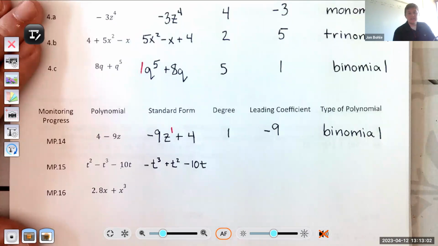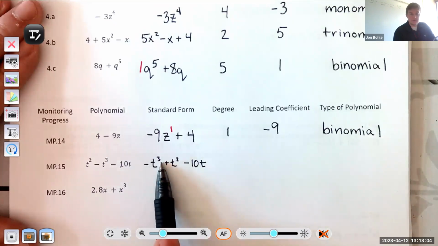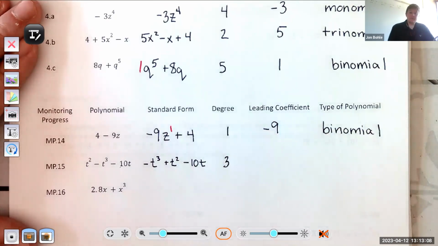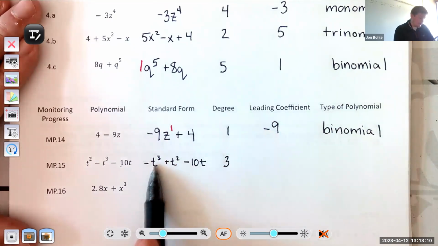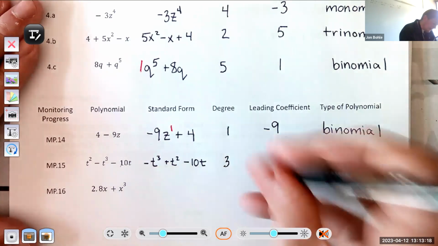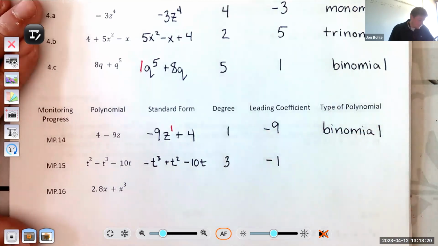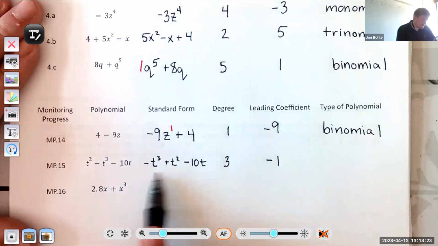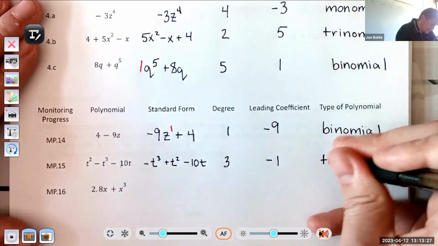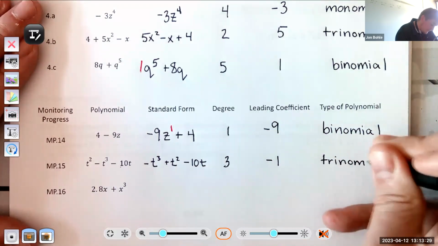Okay, the highest exponent on a variable is 3, so my degree is going to be 3. My leading coefficient is the number multiplied by the variable with the degree. So here I have negative t to the third. So negative t to the third means negative 1 t to the third. So my leading coefficient is negative 1. I have 1, 2, 3 terms. Since I have 3 terms, this is going to be considered a trinomial.